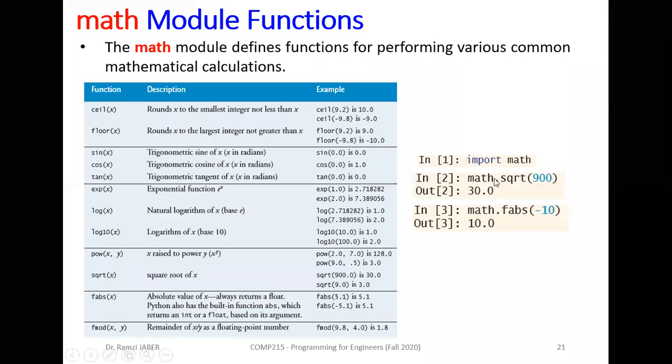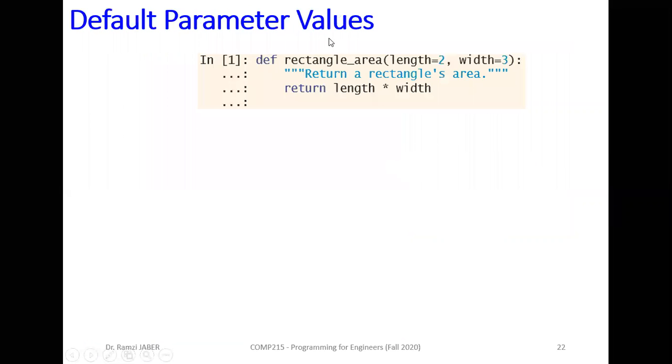Okay. Example here. Import math, import the library math. Now we want to use square root. Math dot square root, parenthesis 900, will give us a float number. Here, the built-in functions in math, the output is always float. Okay. Here, the output will be float. Or math dot f absolute value minus 10 will give us plus 10. Okay. It's an example. Okay, let's continue.